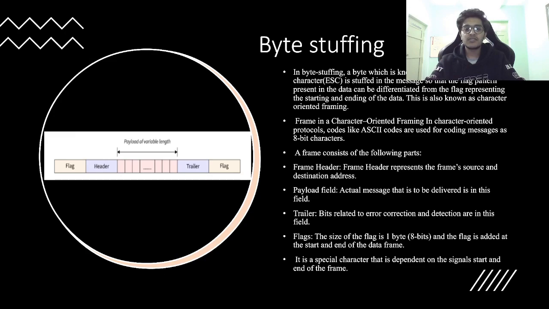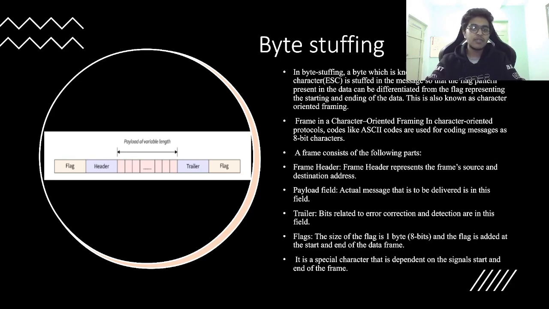A frame is going to consist of the following parts. The first one is the frame header, which represents the frame's source and destination address. The payload field is the actual message that is to be delivered. The trailer is related to error correction and detection. Flags: the size of the flag is 1 byte, which is 8 bits, and the flag is added to the start as well as the end of the data frame. It is a special character that signals the start and the end of the frame.